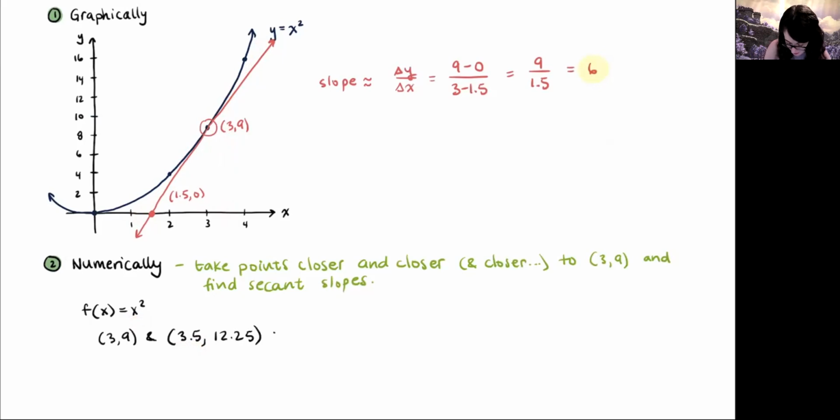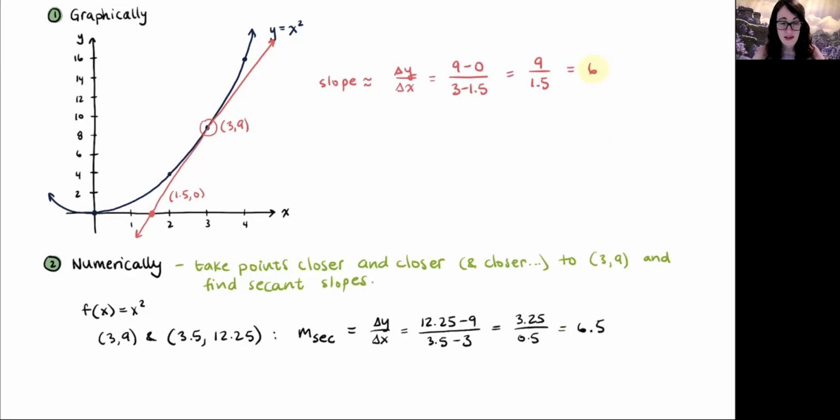Okay, so let's find the slope. This is going to be a secant slope. Again, it's just change in y over change in x. So we've got 12.25 minus 9, that's our change in y. Our change in x will be 3.5 minus 3. When you subtract these, up top you'll get 3.25, down bottom we'll get 0.5, and when you divide these, you should get 6.5. So that's a good estimate for our slope of the tangent line.